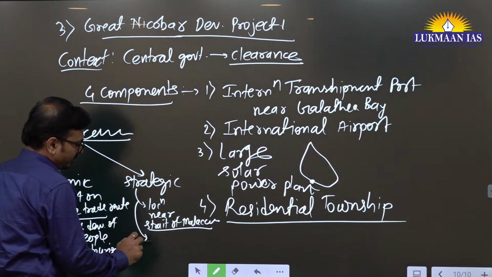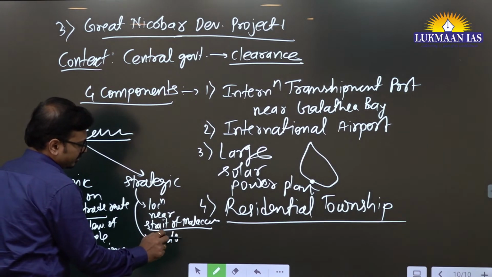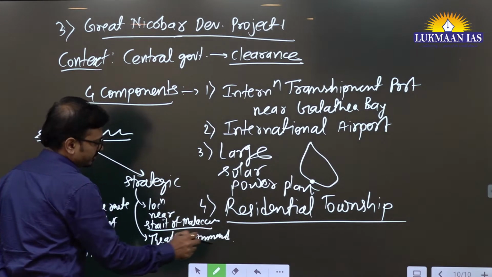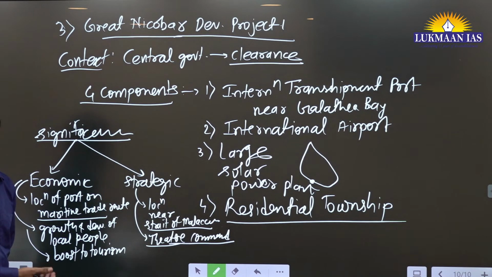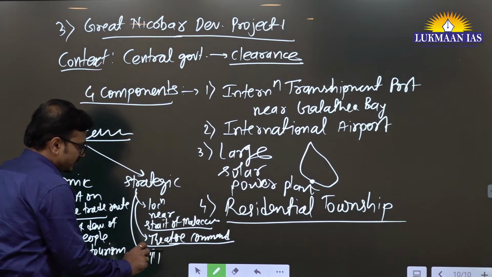Second, we have, we can say, a theater command there, where all three forces are situated. So infrastructure is a good thing for the mobility of, let's say, armed forces, resources, ammunition. इसके लिए अच्छा होगा.